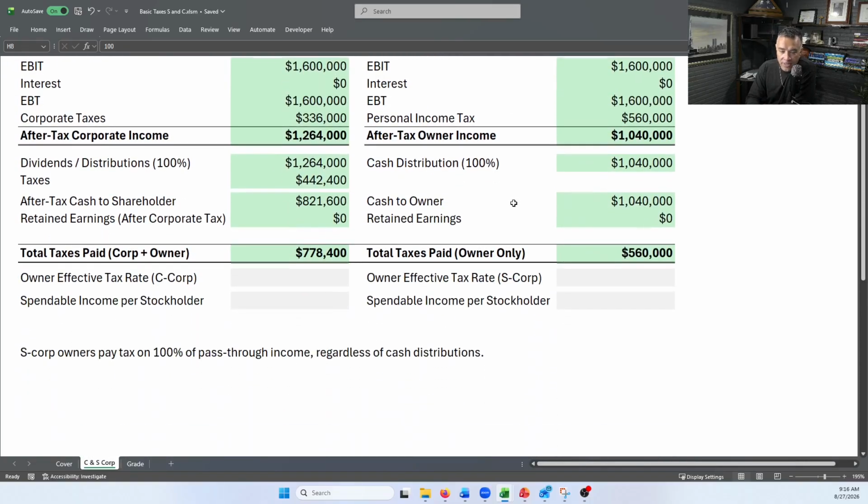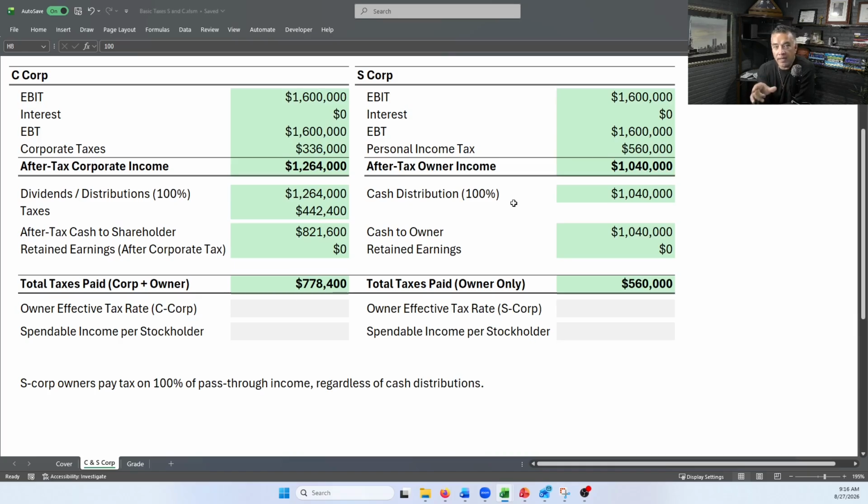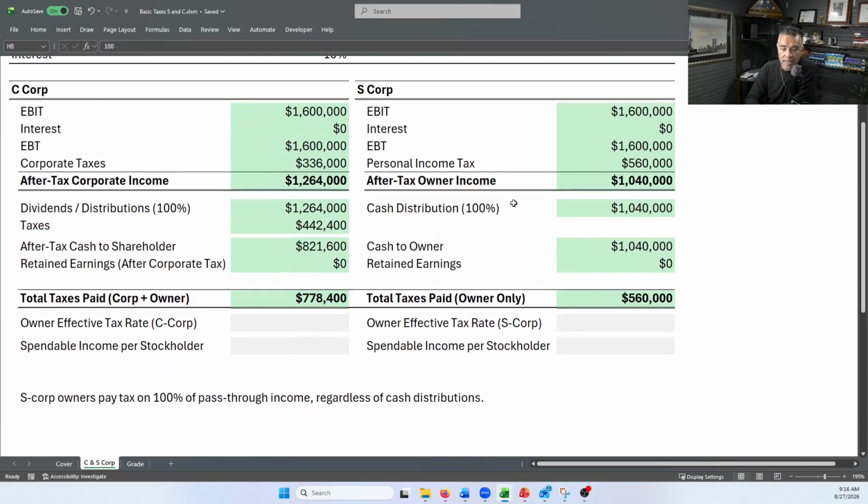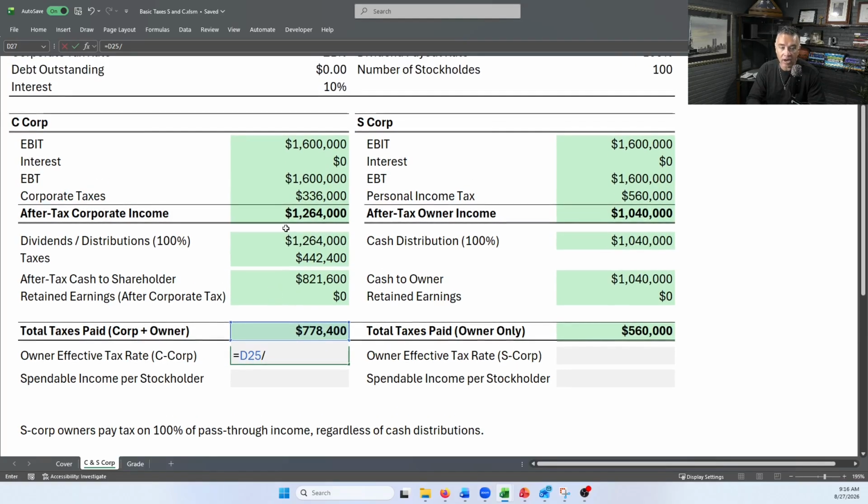Now the last couple things, and I'm going to do something that may look correct, and then I'm going to show you it's not correct, and I'll show you why. Now we want to know, what is the owner effective tax rate? We want to know what is the total tax rate that the company has to pay. I'm going to go equals, and what I'm going to do is add up all the taxes, which I already did, and I want to divide it by our EBIT.